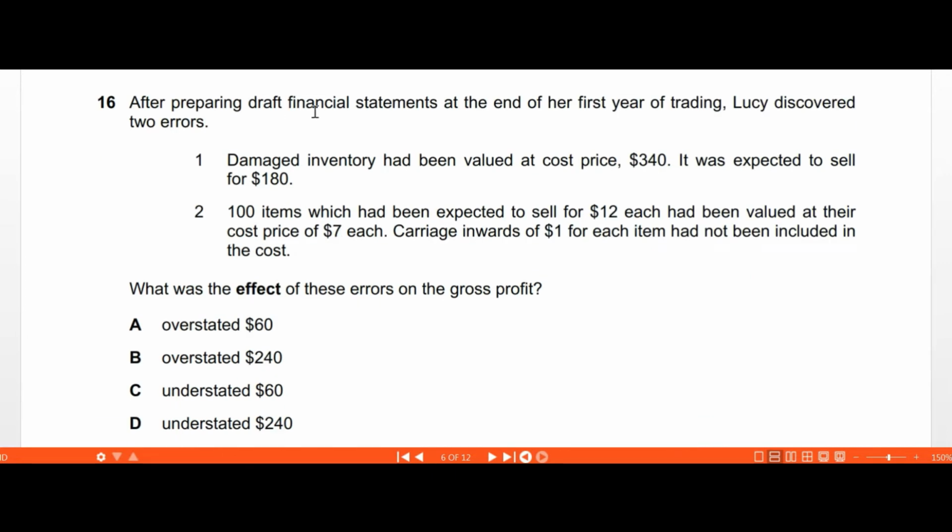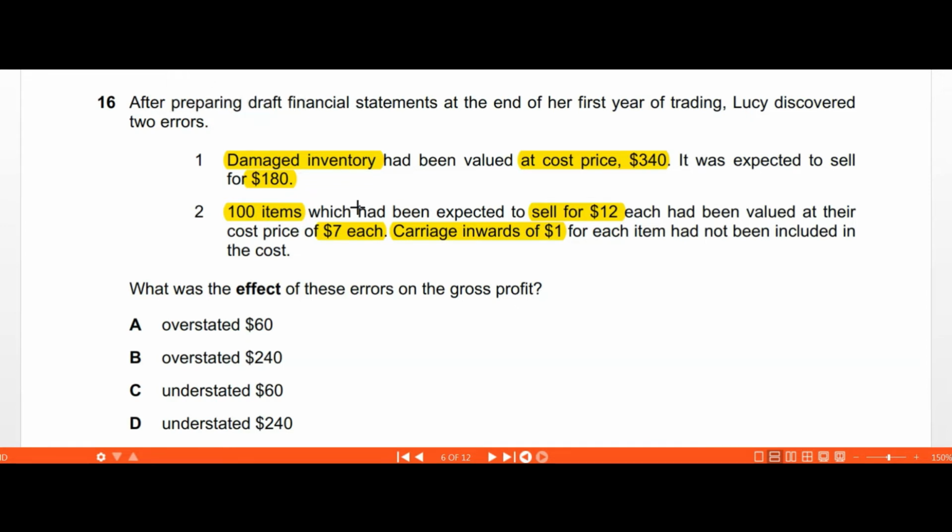After preparing draft financial statements at the end of her first year of trading, Lucy discovered two errors. One, damaged inventory had been valued at cost price. It was expected to sell for 180. And point 2 is stating 100 items which had been expected to sell for $12 each had been valued at their cost price of 7 each. Carriage inwards of $1 for each of them had not been included in the cost. What was the effect of these errors on the gross profit?